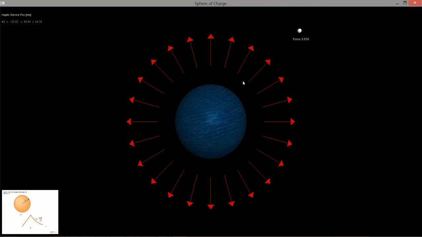So this is the sphere charge, and you can see the electric field lines pointing outwards since it's a positively charged sphere. The force here is going to be maximum, and as I go away from the sphere, the value of the force is going to reduce by 1 by r square. And now we can go inside the sphere and see that the force is going to be 0 inside the sphere. When I move out and inside, it's going to be 0.